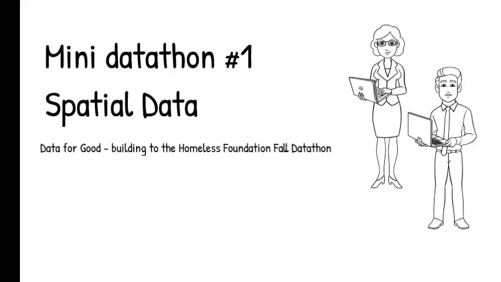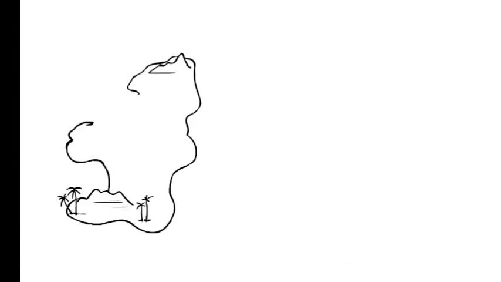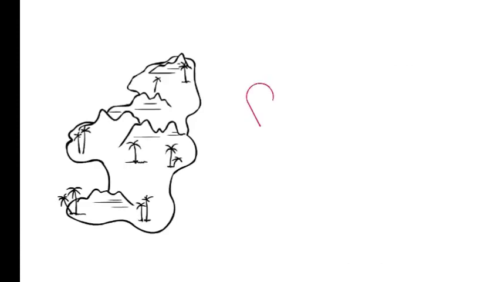spatial data. We are getting ready for our fall datathon. In the fall of 2020, we'll be working with the Calgary Homeless Foundation for our big yearly datathon. What data are we going to use? We'll be looking for organizations relevant to homelessness in Calgary.